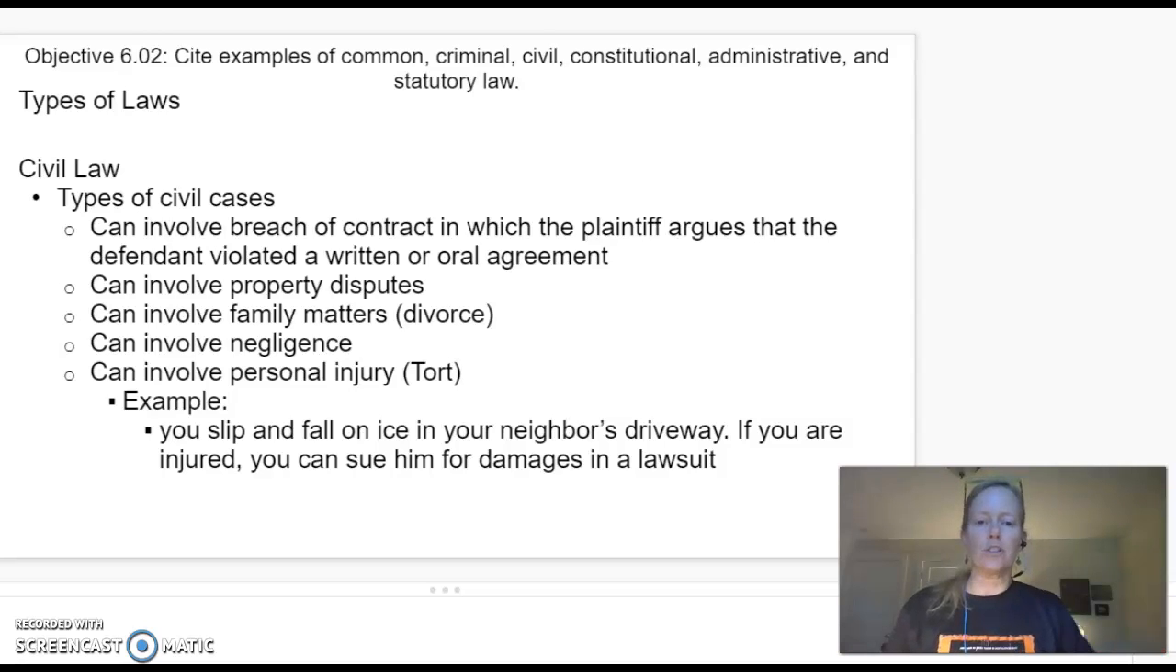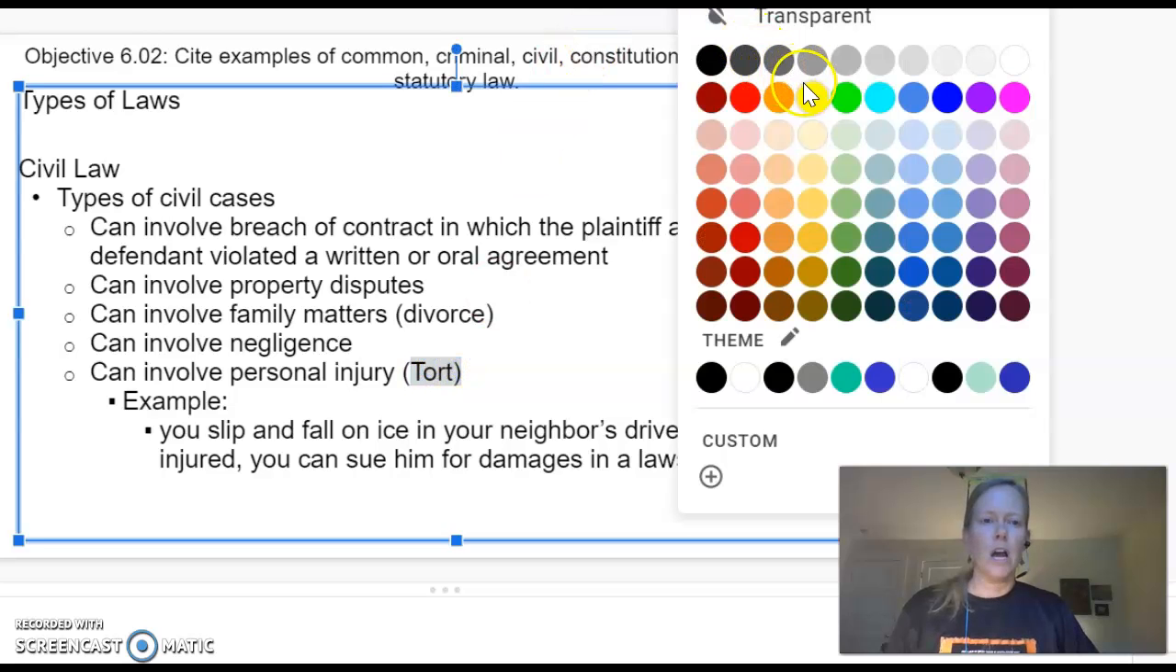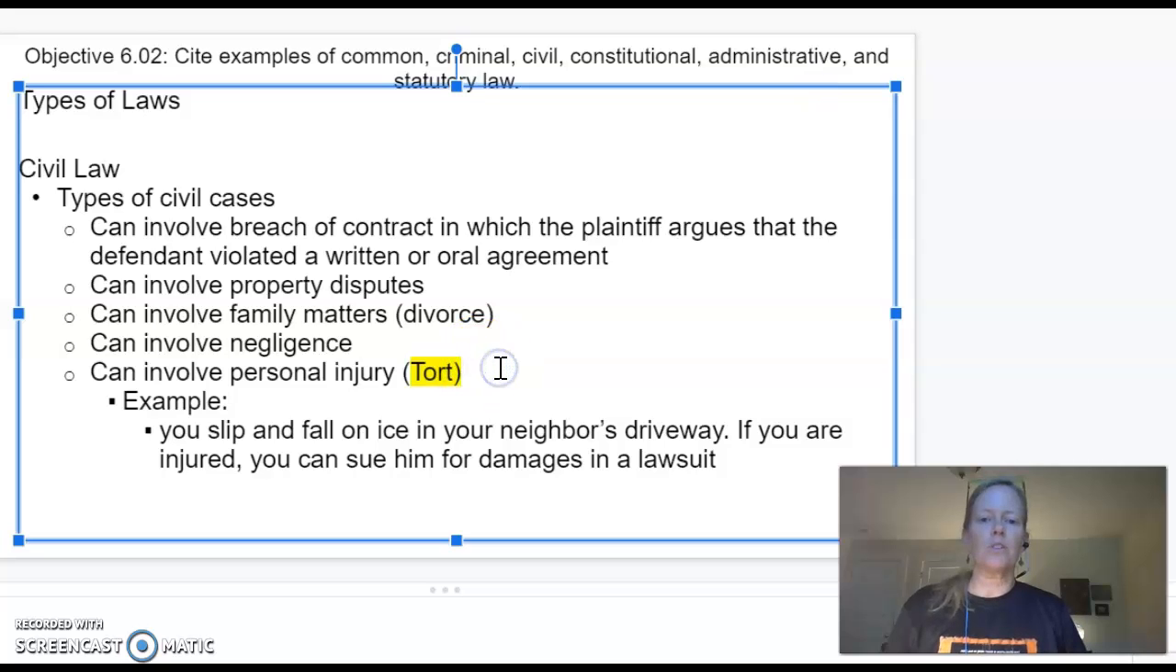Personal injury, they call this tort. I want to highlight tort because I know that's got to be a new vocab word for you. T-O-R-T, that's personal injury law. These guys have a bad reputation, these lawyers, probably somewhat unfounded, but if you ever meet a lawyer and they say, I do tort law, that's what they're doing, personal injury type things. You've probably seen ads on TV, right? Did you get in an accident and your back is whatever? Well, call us. That's personal injury. Or the example there, you slip and fall on ice in your neighbor's driveway. If you're injured, you can sue him for damages in a lawsuit, believe it or not. Tort law.